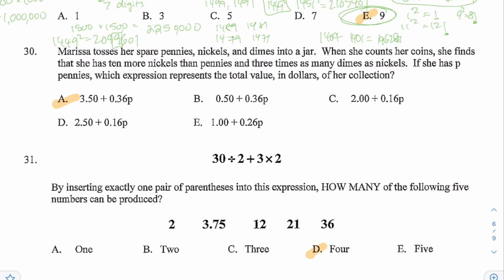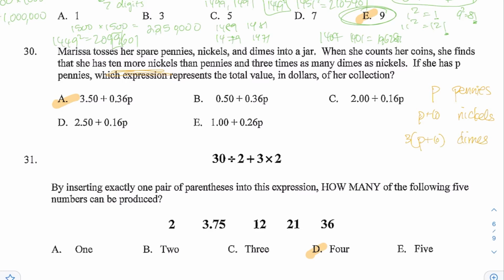All right, next for number 30. Marissa tosses her spare pennies, nickels, and dimes into a jar. When she counts her coins, she finds that she has 10 more nickels than pennies and 3 times as many dimes as nickels. She has P pennies, which expression represents the total value in dollars of her collection. So she has P pennies, and she has 10 more nickels than pennies. So 10 more nickels than pennies means you'll have to do P plus 10, and that would be for nickels. And then finally, she has 3 times as many dimes as nickels. So you have to take P plus 10 and multiply by 3 in parentheses. And this will be for dimes.